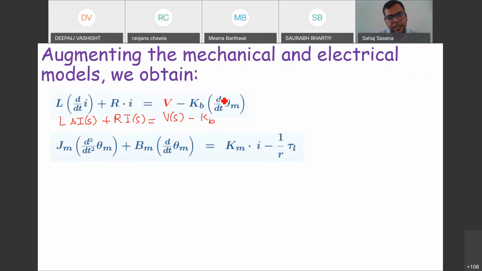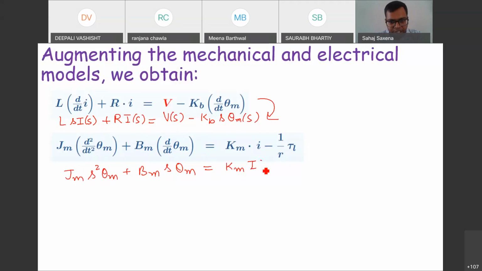This is theta, and its derivative is s. Theta I call theta m, multiplied by s. So I make it into a Laplace transform. For this I put J. It is a double derivative, which means J s squared theta m(s) plus M s theta m(s) is equal to Km I(s) minus 1 upon R into tau. So these two are the equations.